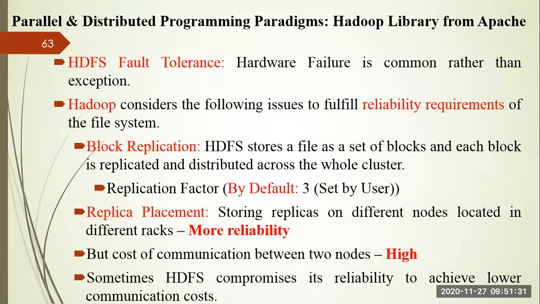Next is replica management. In replica management, we store replicas on different nodes that are located in different racks. A data center consists of a set of racks, and in each and every rack your servers are there. If you store in more racks, then more reliability will be there, but the communication cost is high. But if you store in the same rack and that rack fails, your data will be lost. So you have to compensate both things. Sometimes HDFS compromises its reliability to achieve lower communication cost.